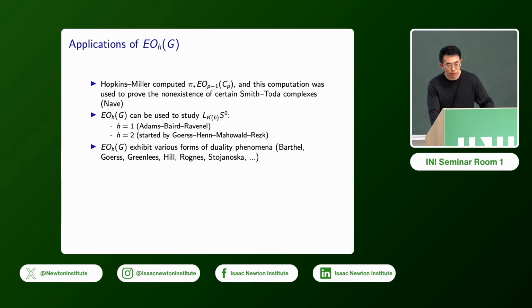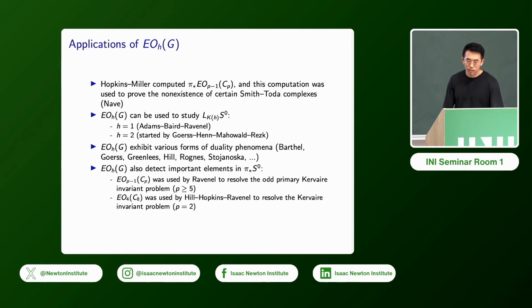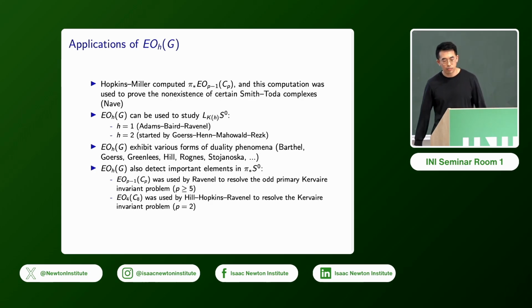So they have various forms of duality phenomena. And also, if you care about the stable homotopy groups of spheres, the EO theories detect important elements in pi star of S. So for example, EO_{p-1} at C_p was used by Ravenel to resolve the odd primary Kervaire problem at p greater or equal to 5. And at height 2, the Kervaire problem was resolved by Hill, Hopkins, and Ravenel using EO_4 at C_8. So there are very useful theories for detecting elements in the homotopy groups of spheres.